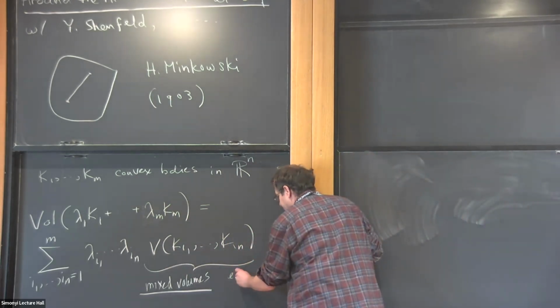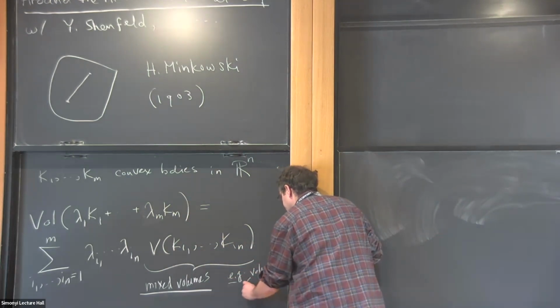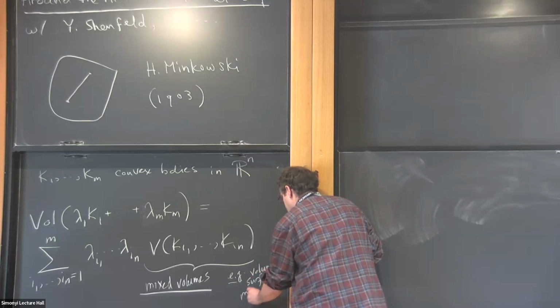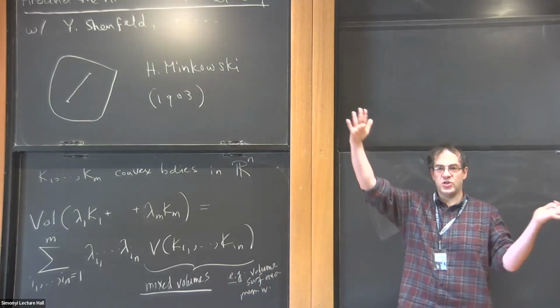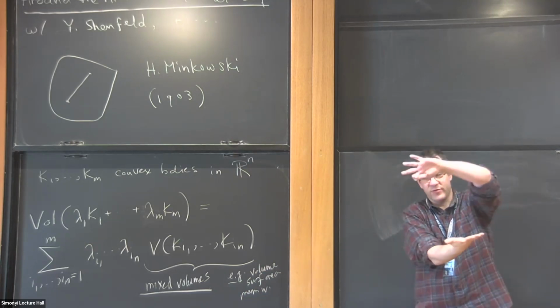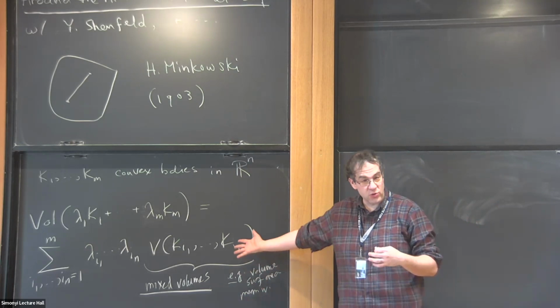So you know many of them, right? So for example, volume is a special case. Surface area. Mean width. So mean width, right? I take a body, fix a direction, just look at the width of the body in that direction, just put two planes and measure the width. Average over all directions, you get the mean width. And many, many more natural geometric quantities are special cases of these coefficients.